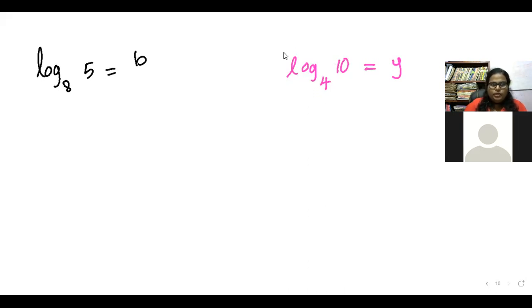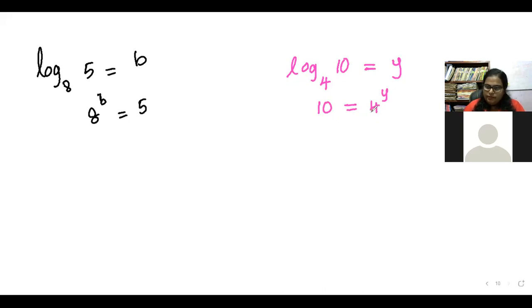So if you want, you can convert this one to exponential form because it is given in log form, you know that. So 8 to the power b equals 5. This is the way how we convert this log expression to exponential form, right? So here then I'm going to convert this one also to exponential form. That's how it is. We can write this one as 4 to the power y equals 10, right?